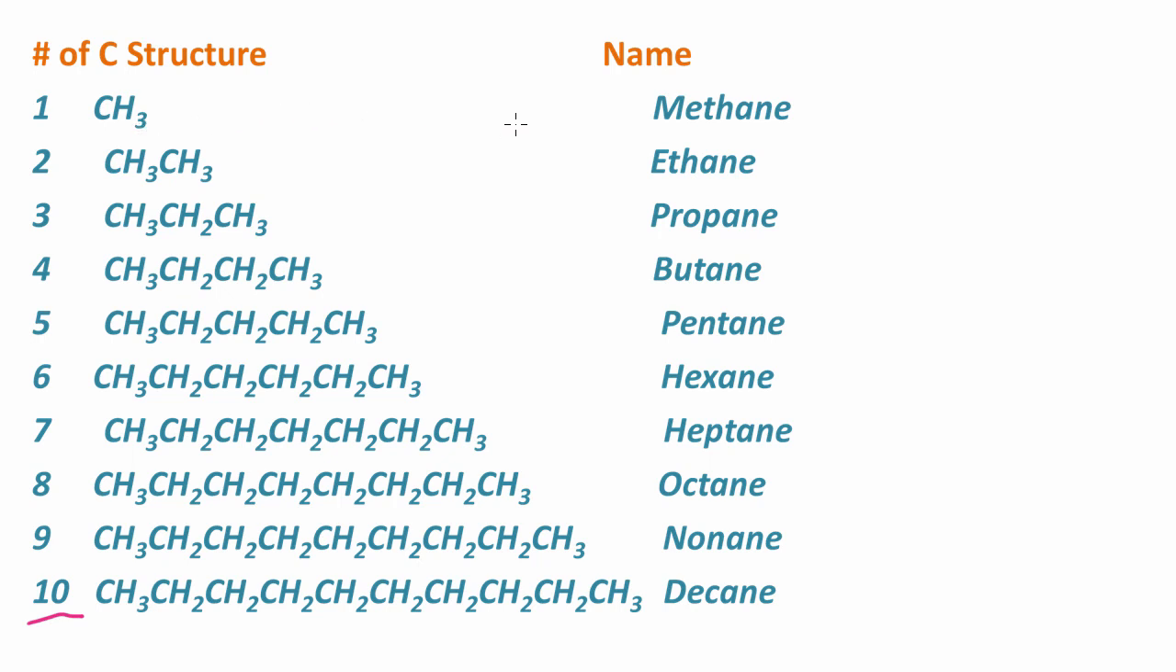A 1-carbon alkane is called methane, 2 carbons ethane, 3 carbons propane, 4-carbon butane, 5-carbon pentane, 6-carbon hexane, 7-carbon heptane, 8-carbon is octane, 9 carbons nonane, and 10 carbons decane. This is for the straight chain alkanes.